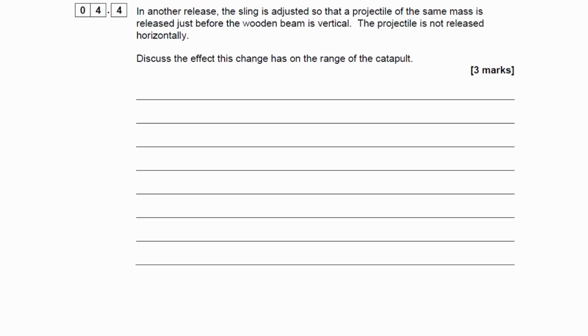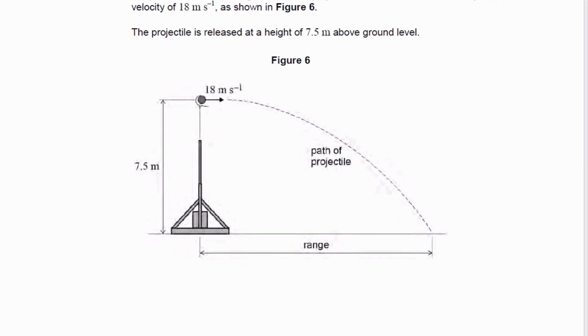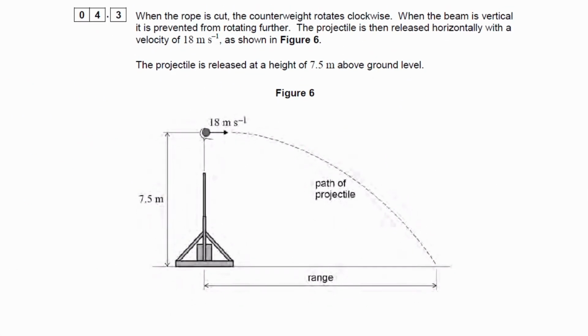4.4. In another release, the sling is adjusted so that a projectile of the same mass is released just before the wooden beam is vertical. The projectile is not released horizontally, and we want to discuss the effect this change has on the range of the catapult. Let's go back to the diagram. The beam is not rotating all the way through 90 degrees. It will end up in a position looking like this, where here is the counterweight, the mass would be here somewhere, and it will be launched at an angle to the horizontal like this.